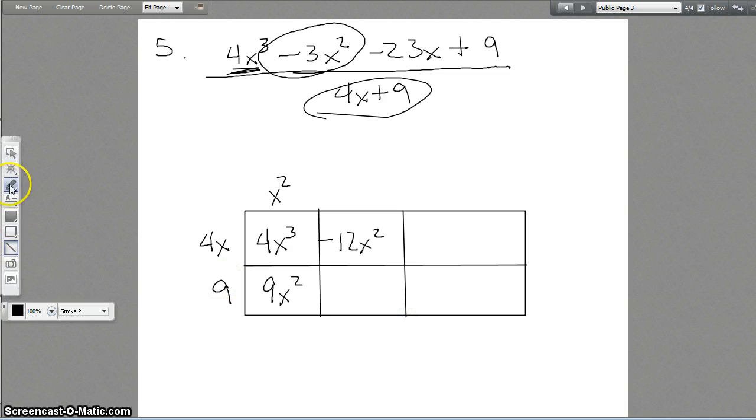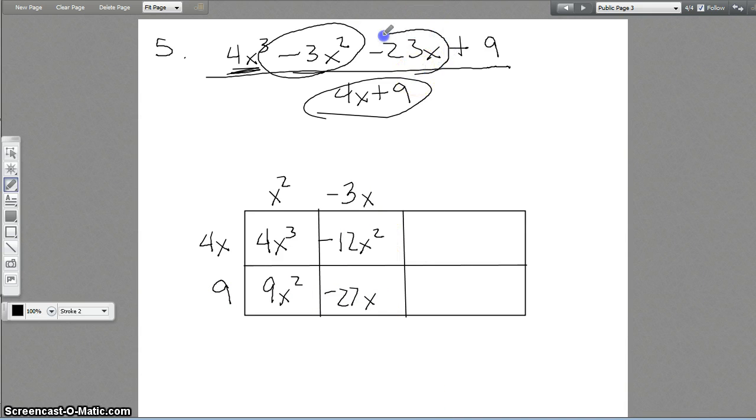Okay, now how do we get a negative 12x squared? 4x times what is negative 12x squared? Well, to get the negative 12, we have to multiply by a negative 3, because 4 times negative 3 is negative 12. And to get the x squared, we have to multiply by x, because x times x is x squared. Now we can see what goes in this bottom box. Negative 3x times 9 is negative 27x.